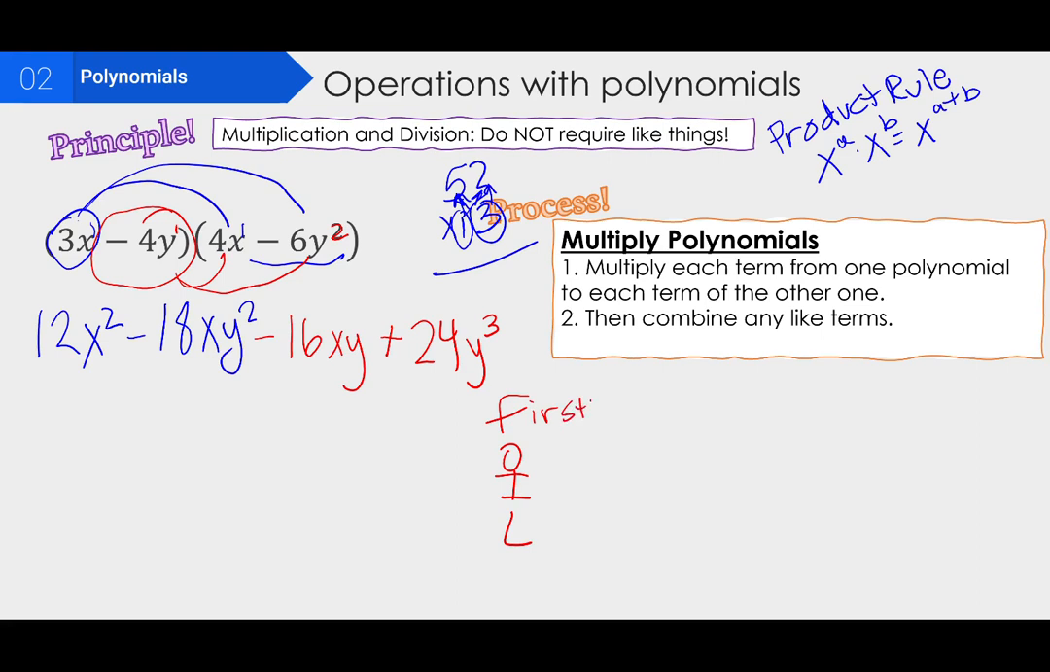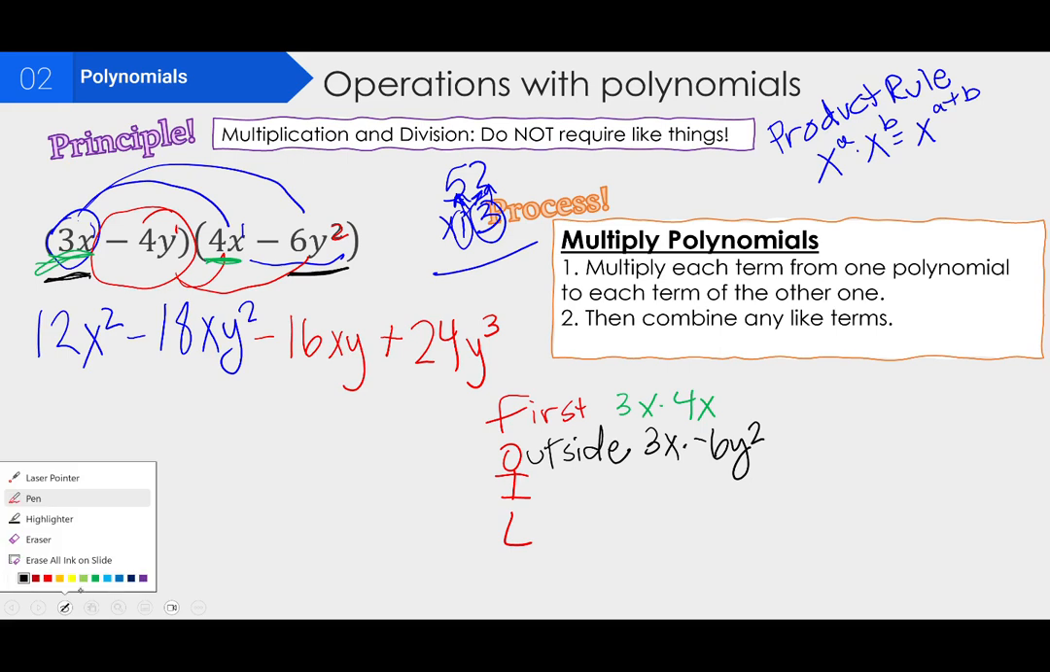Okay, F stands for first. Notice the first thing we did was we multiplied the first two terms. Let's do green. We multiplied the first two terms in each of those parentheses. So I multiplied 3x times 4x. That gave me my first term. Okay, O stands for outside or outer. The next thing I did, I multiplied 3x again, but now with the other outside of the parentheses, negative 6y squared. And I got negative 18xy to the second.